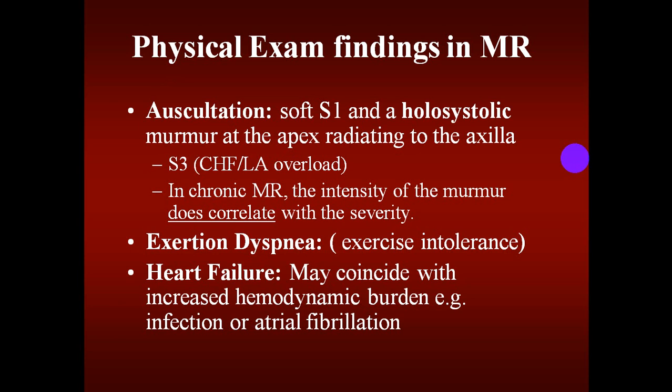Exertional dyspnea and exercise intolerance are the symptoms. Heart failure may be precipitated by an increased hemodynamic burden, for example infection or atrial fibrillation. In pregnancy, in general, a regurgitant valve, either aortic regurgitation or mitral regurgitation, is tolerated better, but stenosis, like mitral stenosis or aortic stenosis, is not tolerated well because of the increase in plasma volume.